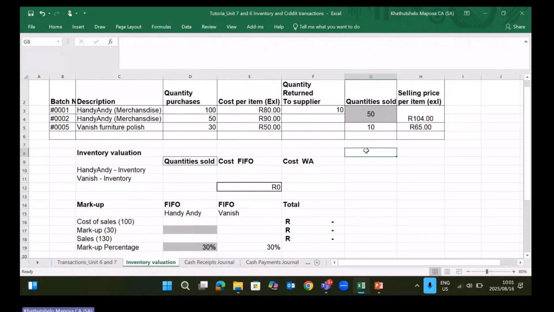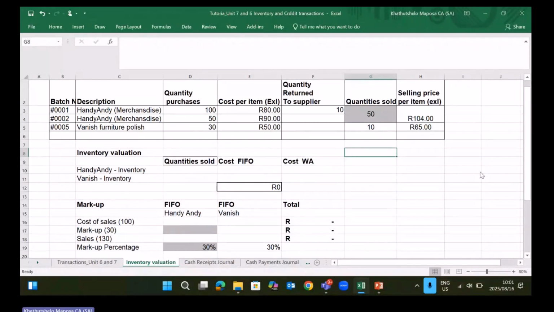Yes, Patricia. So for Handy Andy, we bought 150 and then 10 was returned, which means we had 140 in inventory and then we sold 50 and then we were left with 90. And then the other one, the Vanish, we bought 30, we sold 10, which means we were left with 20. Okay, thank you so much for clarifying that.